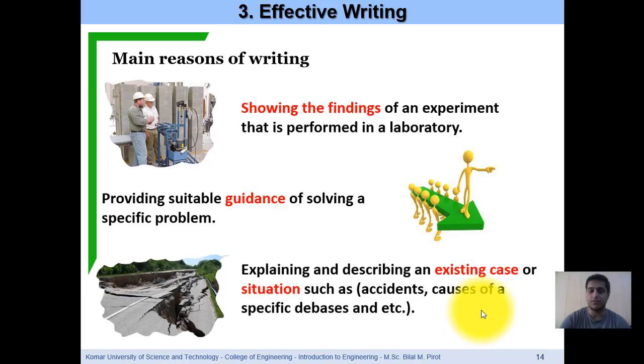The third reason for writing is explaining and describing an existing case or situation, such as accidents, causes of specific debates, etc. Sometimes the reason for writing is only describing a situation. For example, if an accident is happening, you as an engineer may only describe the causes for this accident. These three are the main reasons that you want to express your findings in a report.